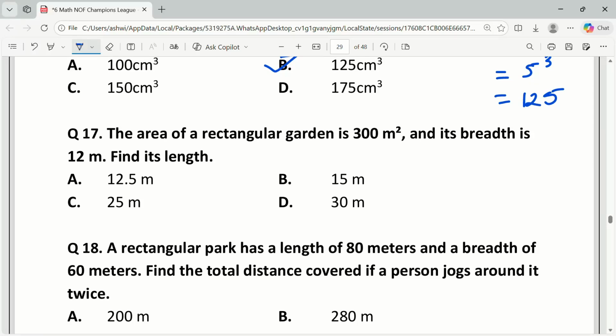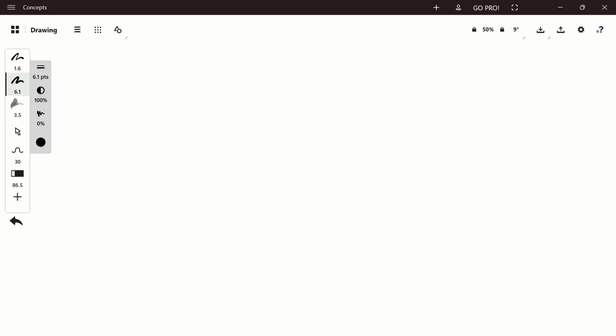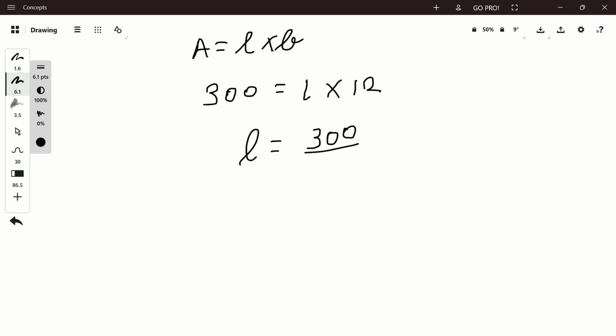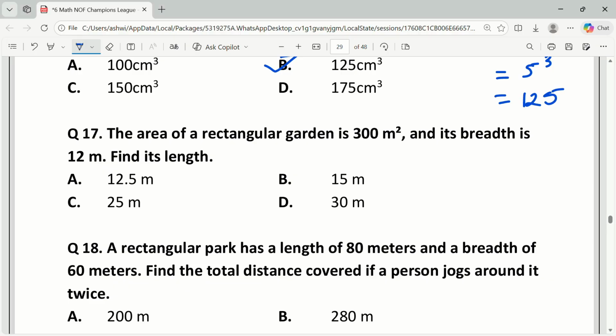The area of a rectangle garden is given 300 meters square and its breadth is 12 meters. Find its length. The area of a rectangle is equal to A, L into B. We are given that A is 300 meters square and B is 12 meters. That is 300 is equal to L into 12. Solving for L, we have 300 upon 12, which is equal to 25 meters. Comparing with the given options, the answer is C, 25 meters.